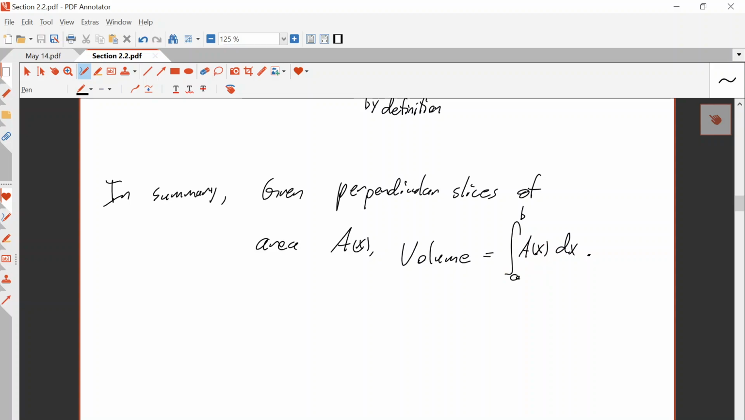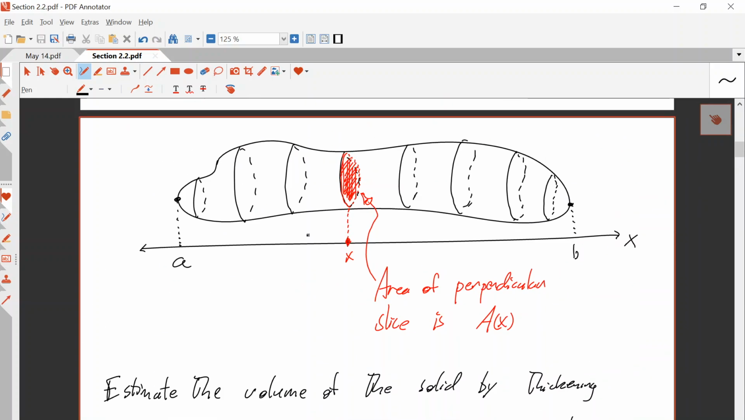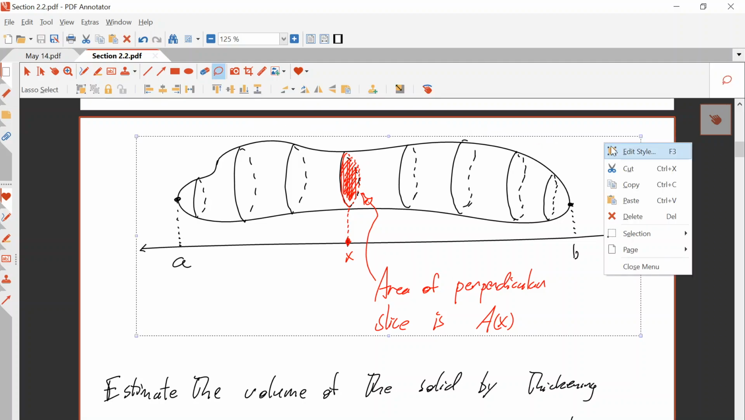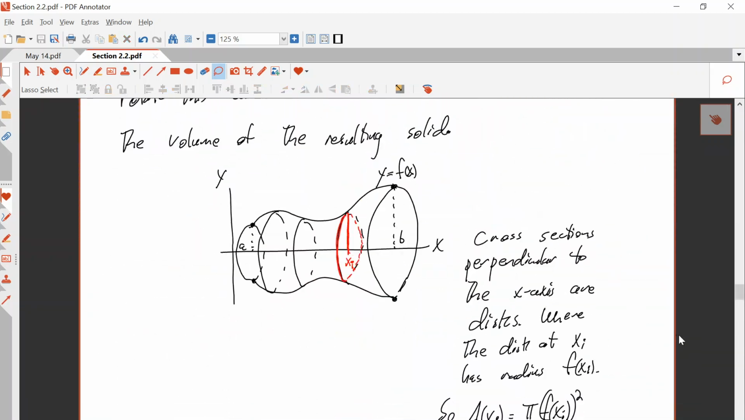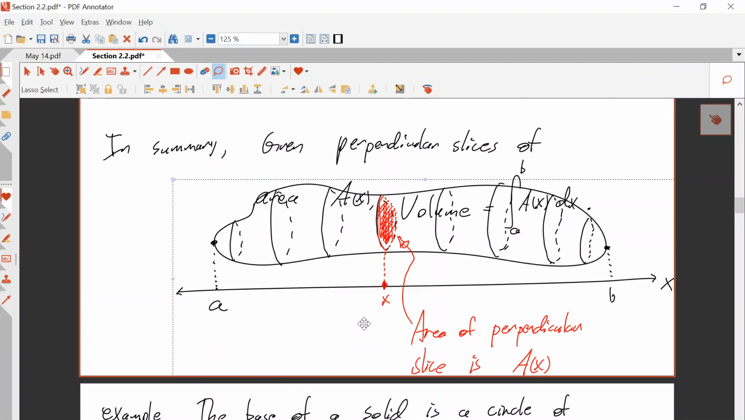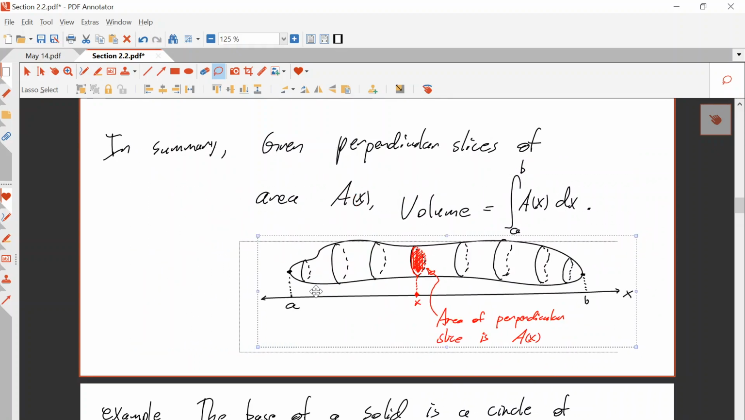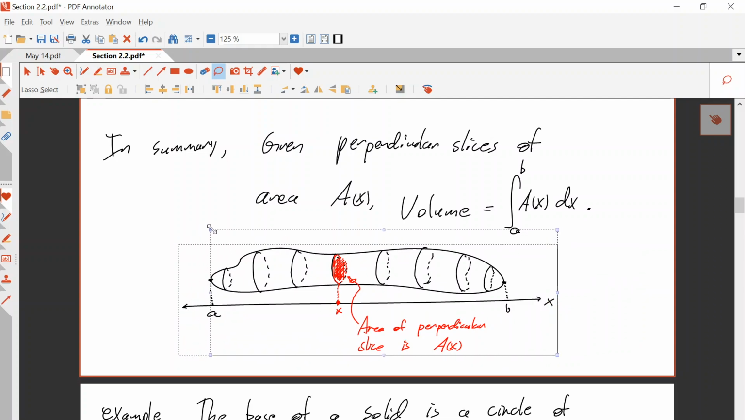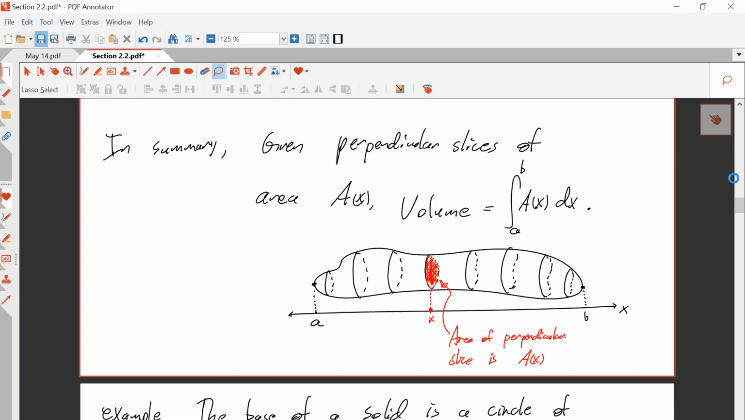So the whole challenge in applying this is to find that area function A(x): setting the solid up along an axis and then figuring out what that area function is. All right, so that's it for this lecture.